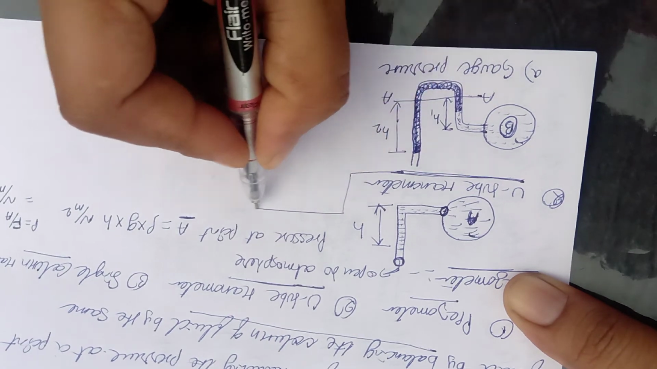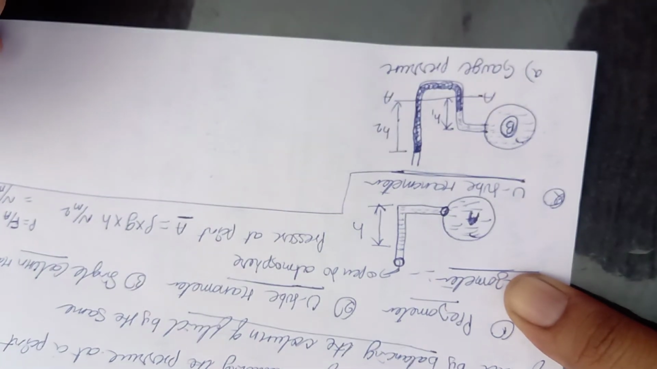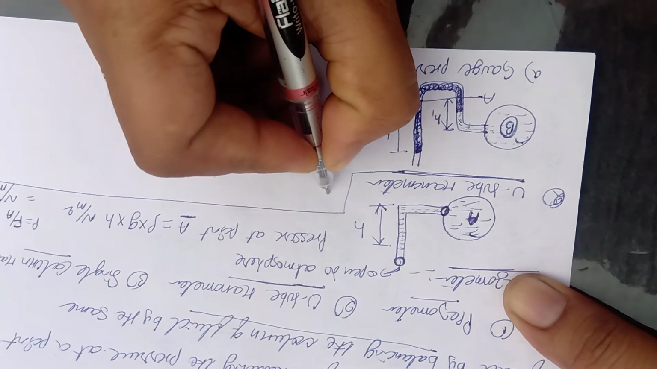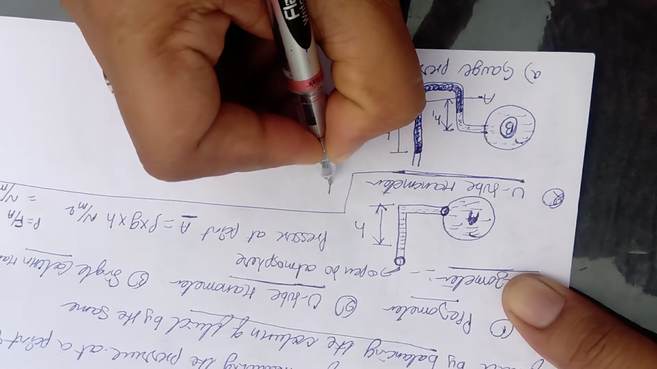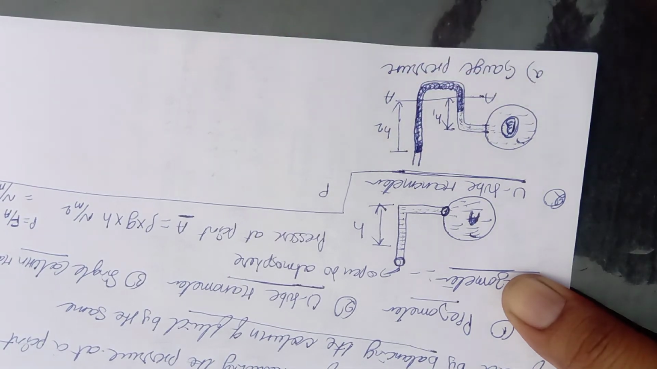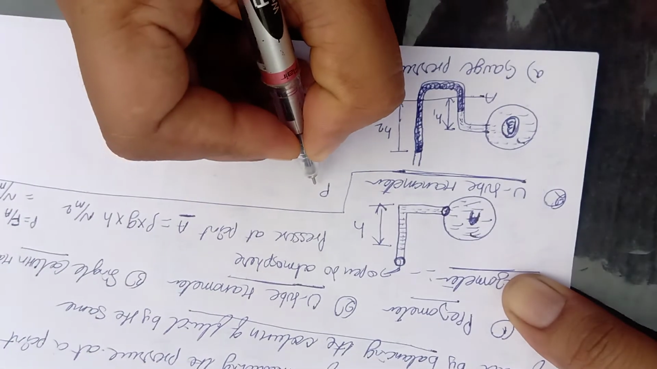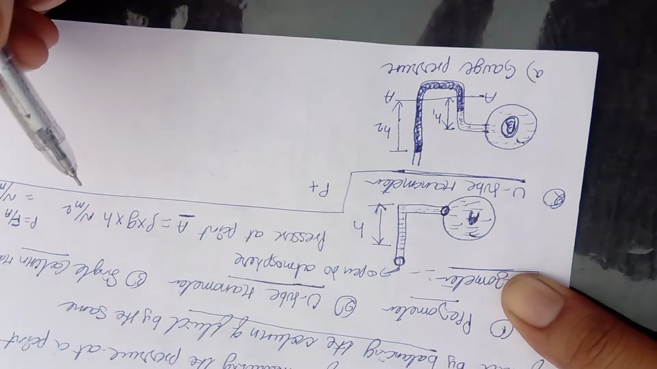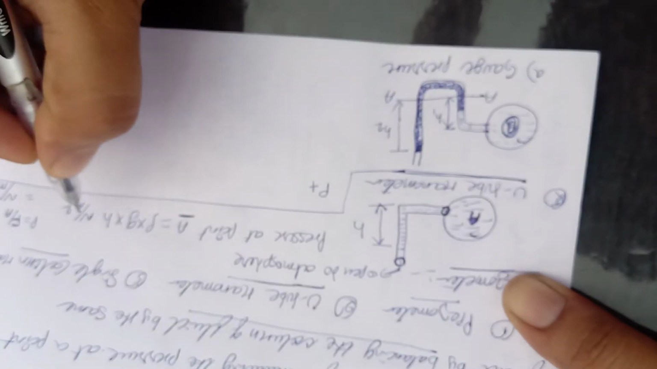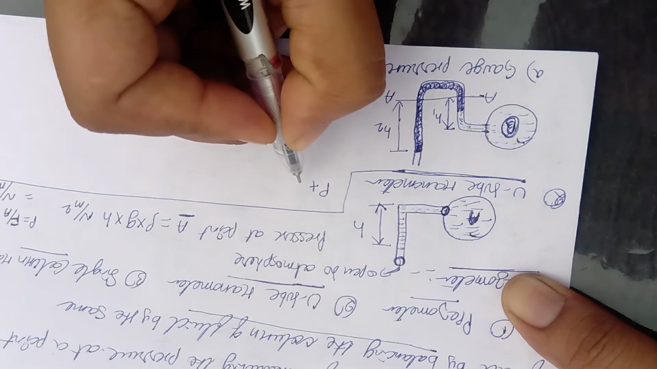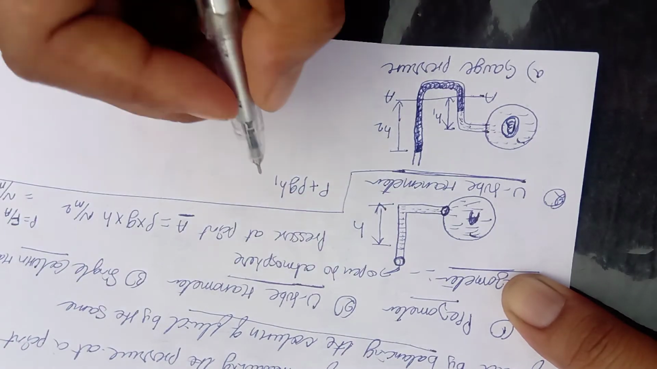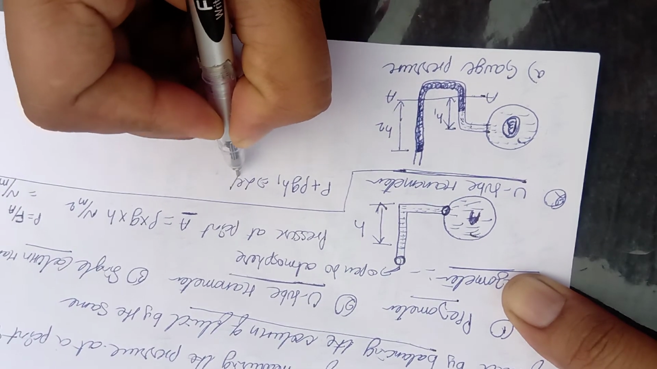So what is the pressure in the left limb? At point B you will have a pressure P, plus, what is the formula? Rho G H. H here is in the left limb, that is H1. So P plus rho G H1. This is my pressure in the left limb.